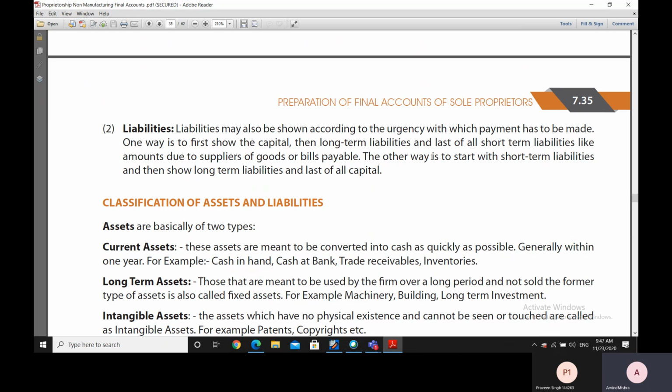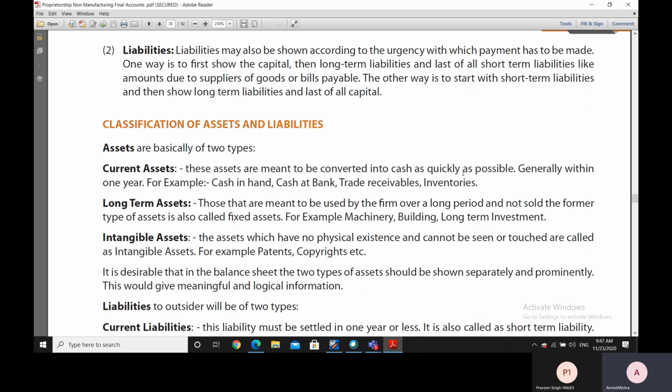Like most amounts which are due to the supplier of the goods, or the bills payable, will be entered at the bottom. So capital followed by long-term liability and followed by the short-term liability. That will be the sequence in the first method. In the second method, the other way, we start with short-term liability and then move towards the long-term liability. So this is the opposite of the first method.